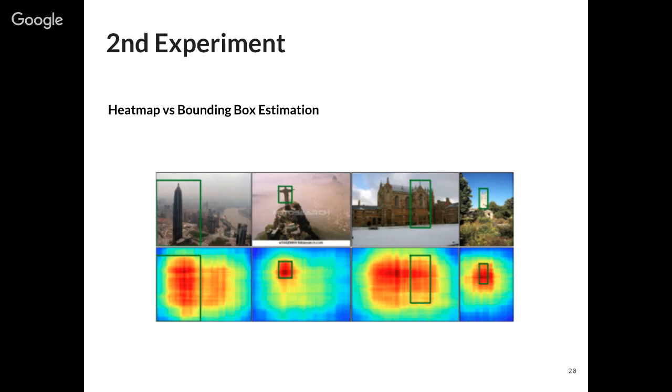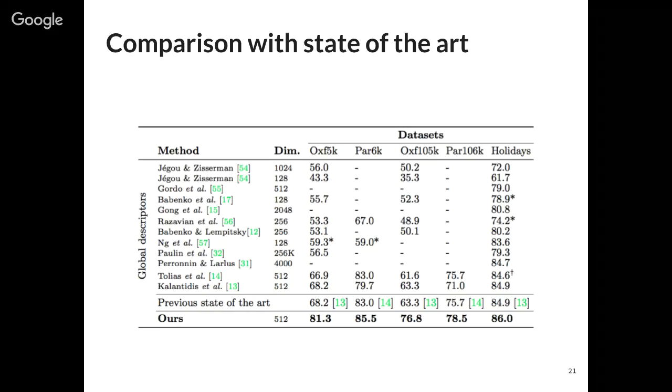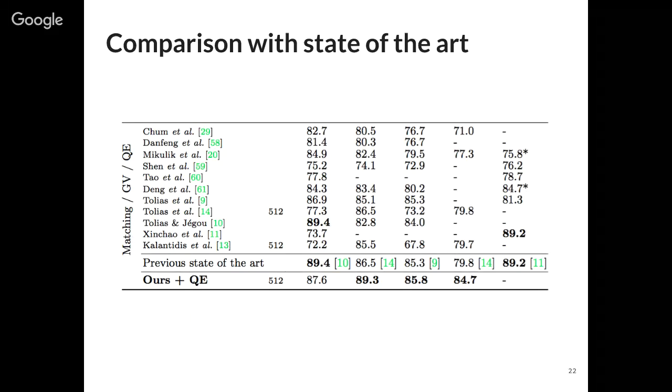So here we can see the heat map of the region proposal with the bounding box estimation. We can see that more or less it works. And the comparison with the state of the art, here they win versus all. And using query expansion, they win most of the state of the art.